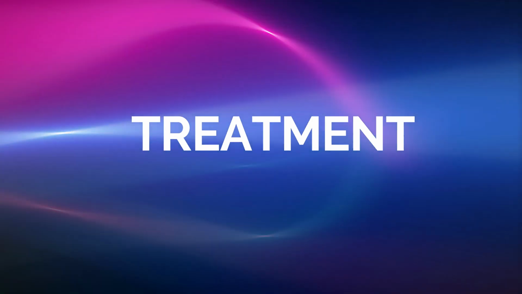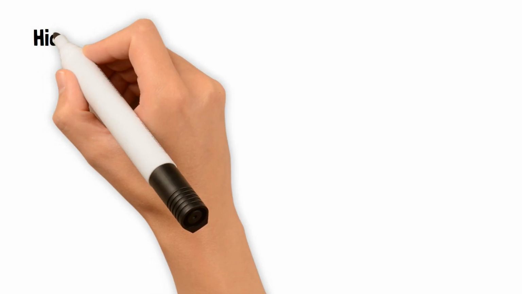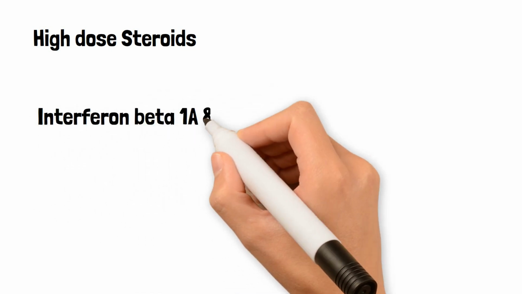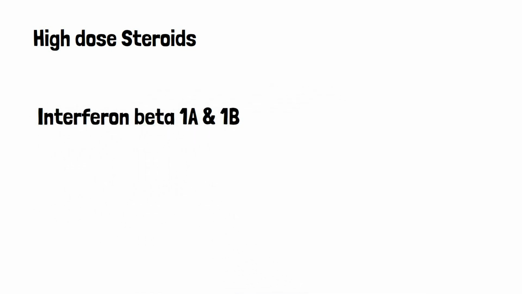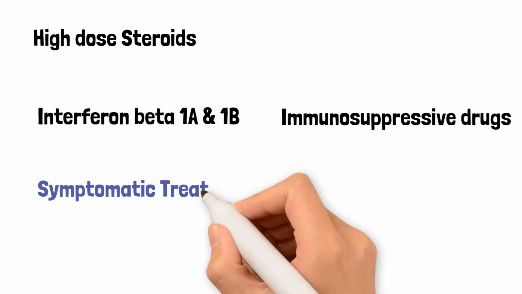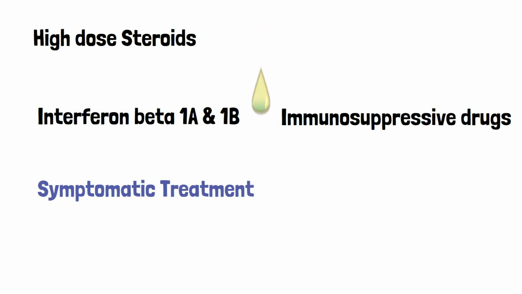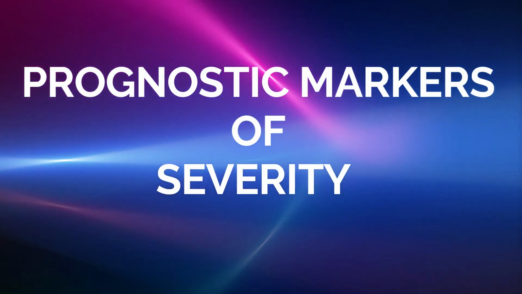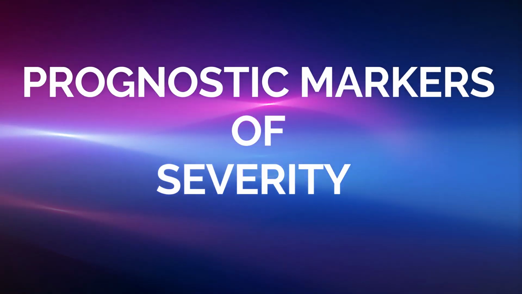In the treatment of multiple sclerosis, the treatment of acute attacks includes high-dose steroids. Long-term treatment with interferon beta-1a and 1b slows the progression of the disease. We can also add immunosuppressive drugs too. Apart from that, we have to think about symptomatic treatment of urinary symptoms, spasticity, pain, depression, impaired mobility, erectile dysfunction, tremors, and fatigue. So what are the prognostic markers that predict severe multiple sclerosis?